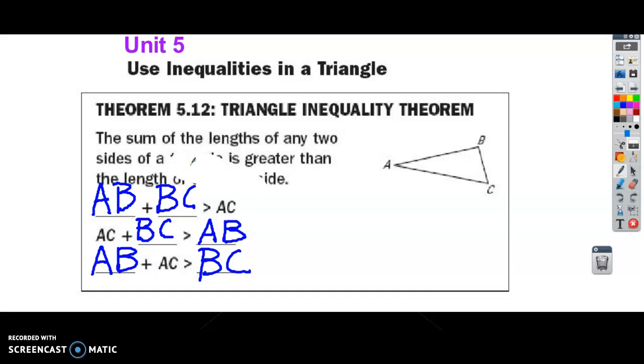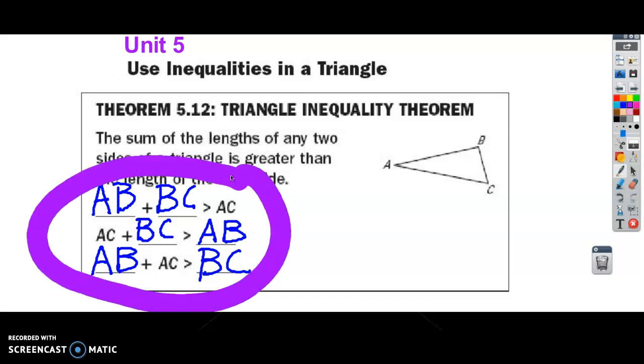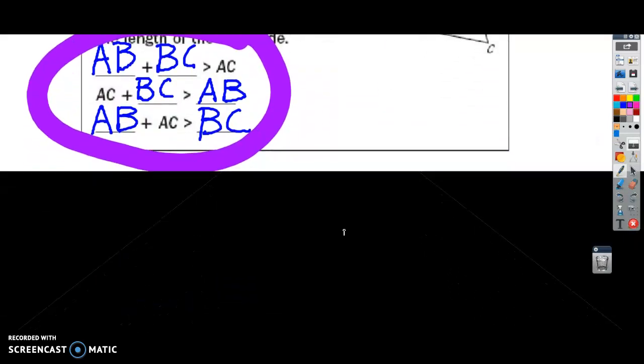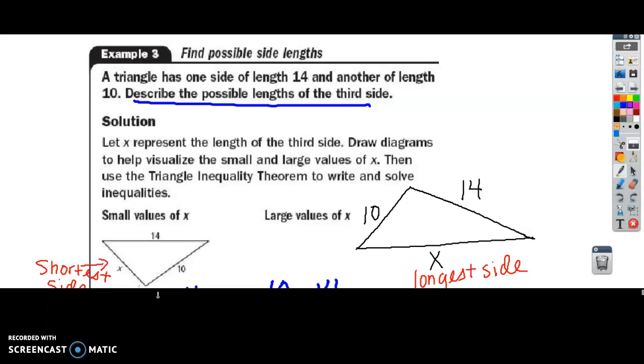Now you can go through, oh shoot, I can't write in white. You can go through all this if you'd like. Purple. Okay, but the easiest thing to do is to pick the two shortest sides, add them up, and see if they're greater than the third side. Then you don't have to check the other ones. All right, we will move on to an example.